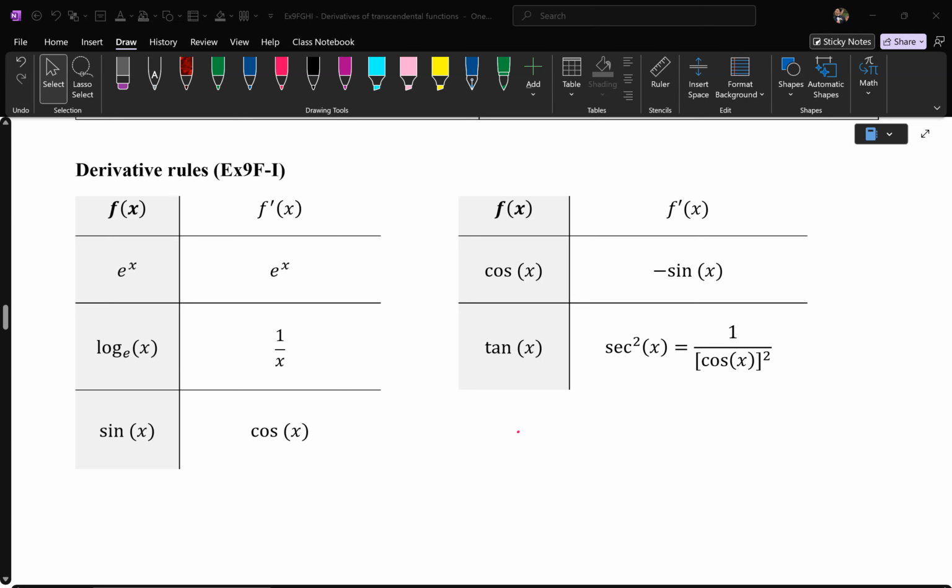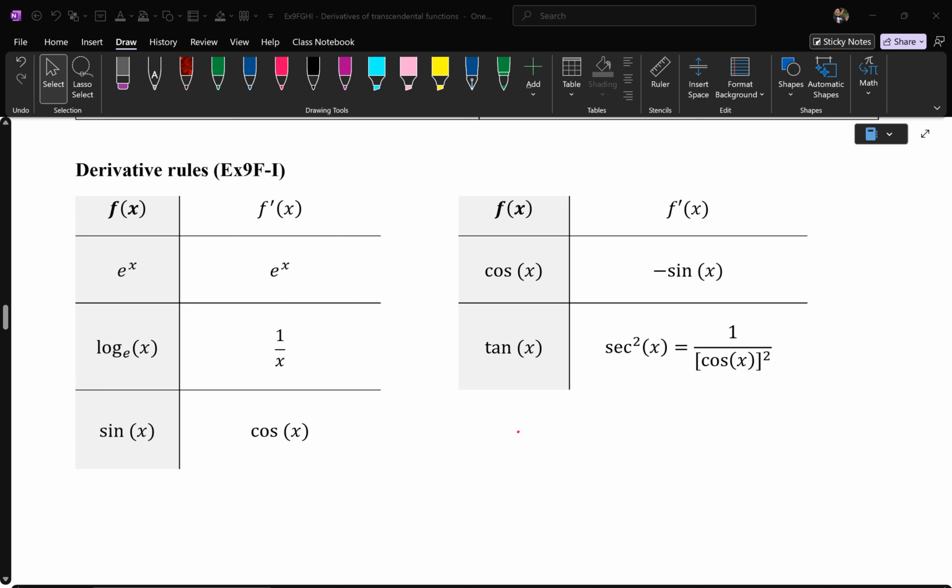Here we go. Derivatives of, these are your possible functions. You've got f of x could be e to the x, an exponential base e, log base e, sine of x, cosine of x, and then tangent of x. You do need to remember the derivative of each one. The derivative of e to the x is itself.